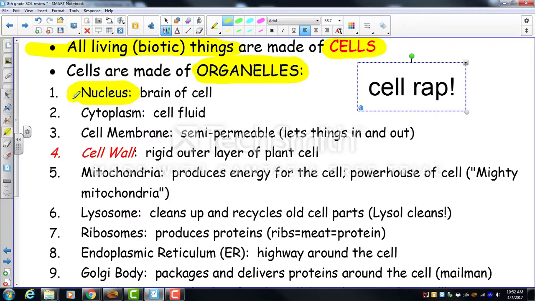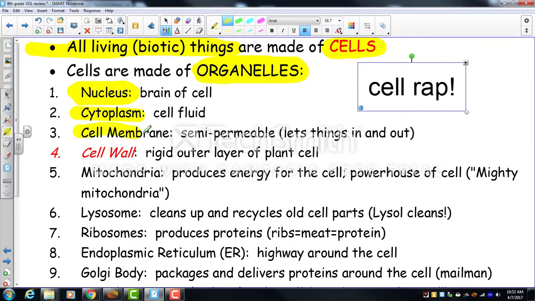So the nucleus of a cell is like the brain of the cell. It's the control center. That's because that is where the DNA is located. It's the DNA that contains the blueprint for every living thing. It's inside the nucleus, and that's why we call it the brain or the control center. Next up is the cytoplasm, which literally means cell fluid. It's the jelly-like fluid inside the cell, and it kind of gives it its shape, in a sense.